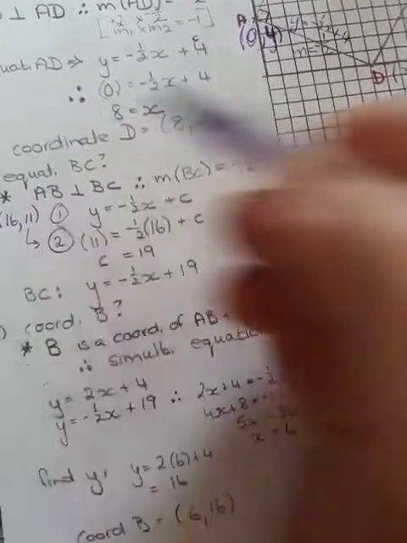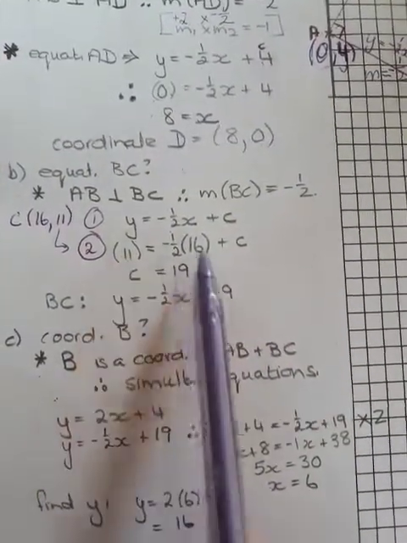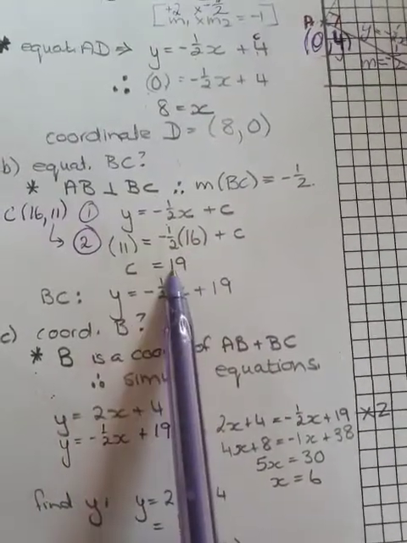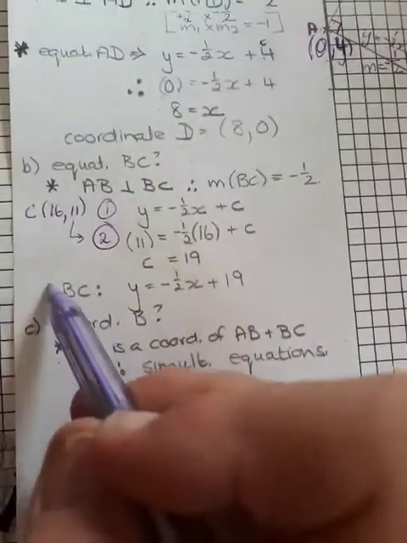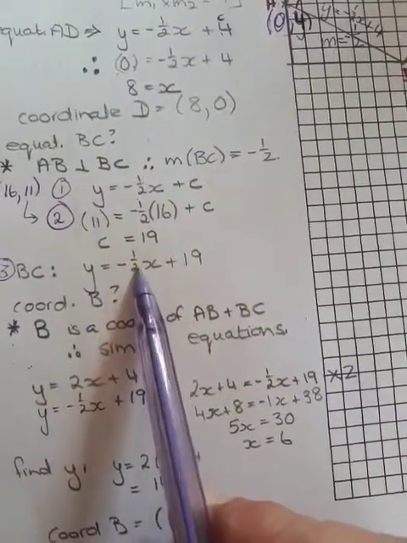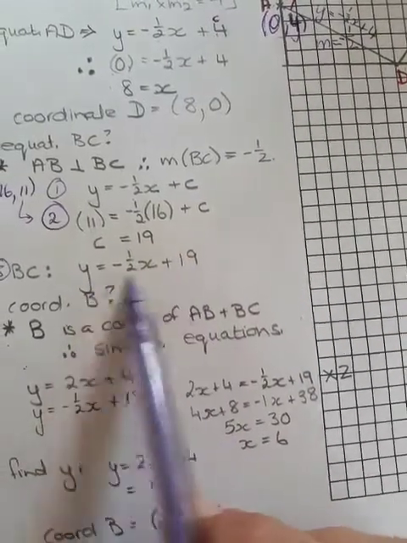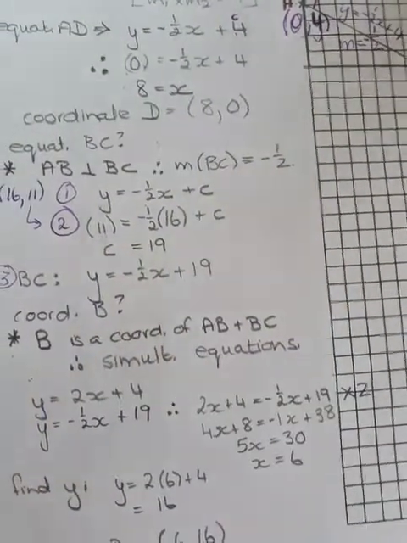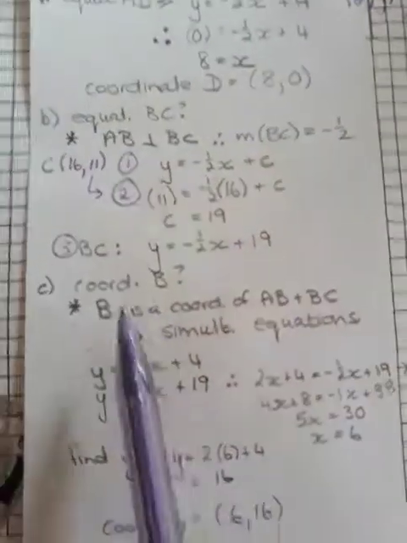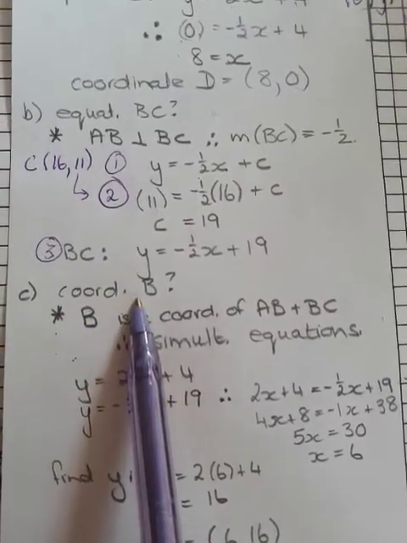So for the second step, you should substitute the y and the x value to calculate c. And c is 19. Then for the last step of writing an equation, you simply substitute your gradient and the c value that you calculated, and you then have the equation for line BC. Then lastly, the coordinate of B is asked.